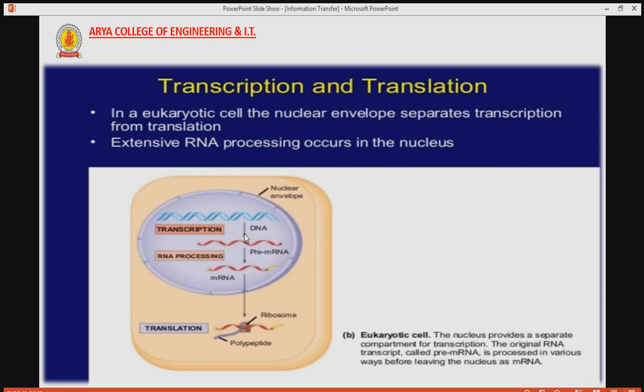Let's start with transcription. Like we can see, transcription and translation are separated by a nuclear envelope, meaning transcription is done inside the nucleus and extensive RNA processing occurs in the nucleus.